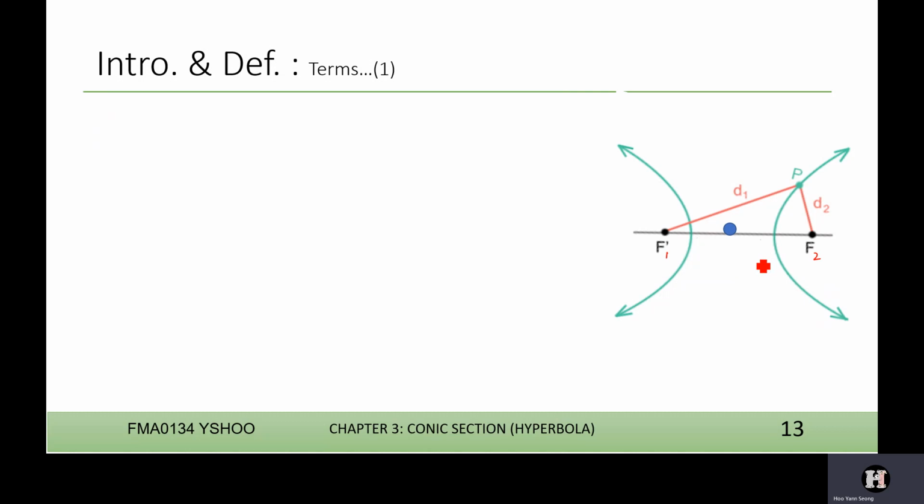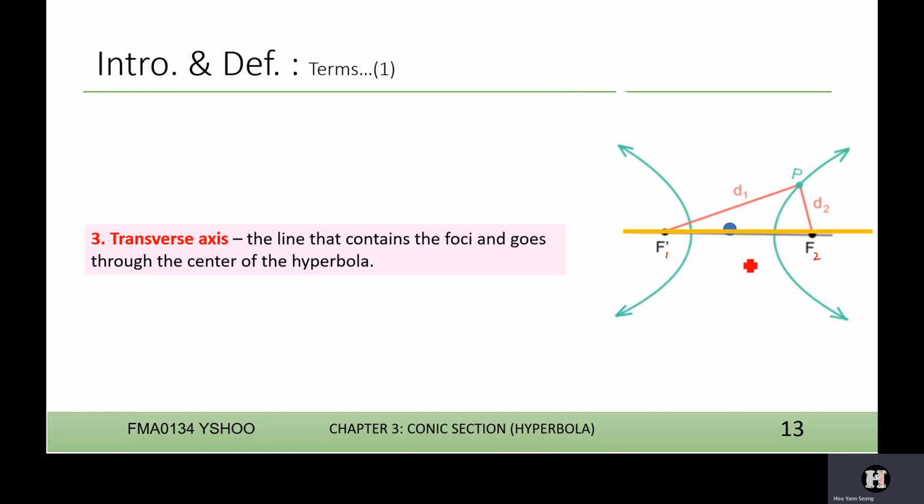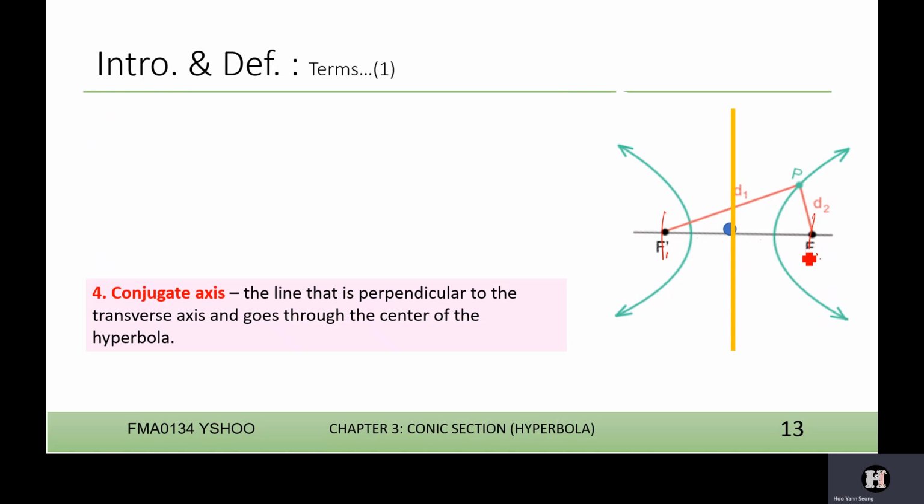Then we have the transverse axis. Our transverse axis is the line that contains the foci and goes through them. So this one is called the transverse axis. Then after that we learn the conjugate axis, the line that is perpendicular to the transverse axis. You learned conjugate for surds and you learned conjugate for complex variables. Here the conjugate axis is the complement of our transverse axis.